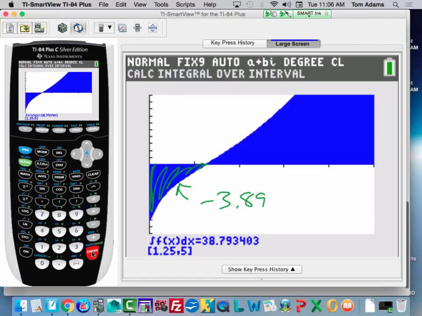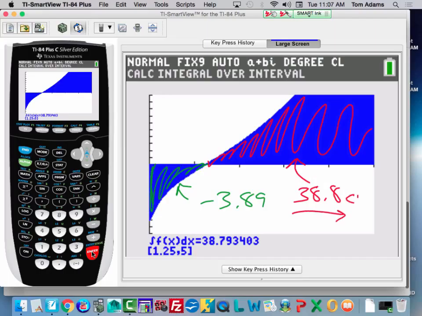And so up here, what did we have? Up here we had 38.8 roughly. So this means that I moved 38.8 centimeters in the positive direction. This means that I moved 3.89 centimeters in the negative direction. What was the total distance? 42. Roughly, yeah. The textbook says 42.59.